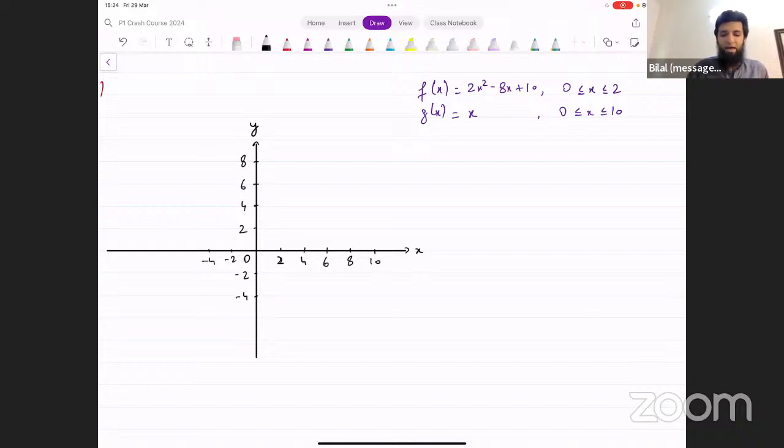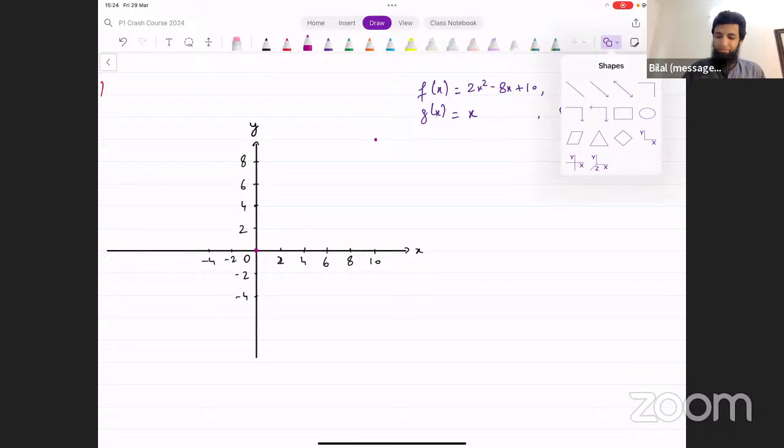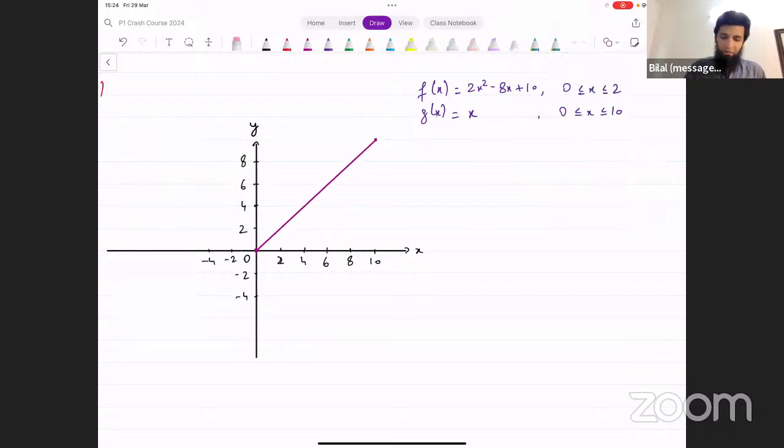Okay, now what's the y equals x line? g of x equals x from 0 to 10. It's a straight line, right? So you can mark a couple of points. 0, 0, right? For this, when x is 0, y is 0. And when x is 10, y is 10. So we have another point here. You can just join these points. This is the graph of g of x. Okay, that's the y equals x line.